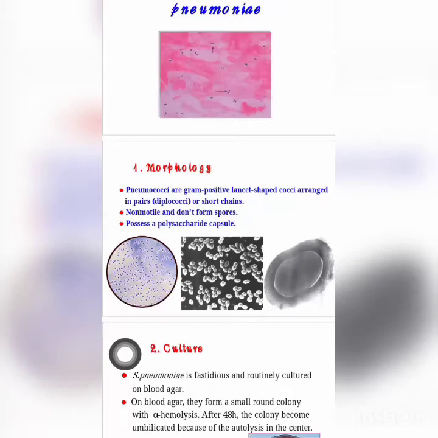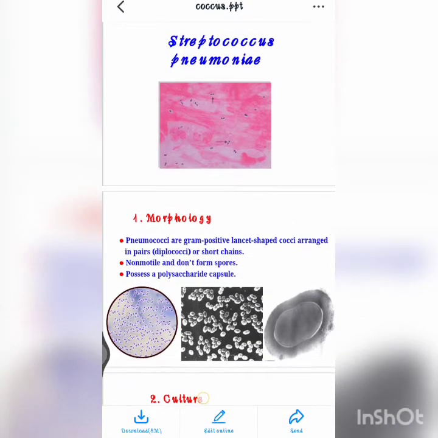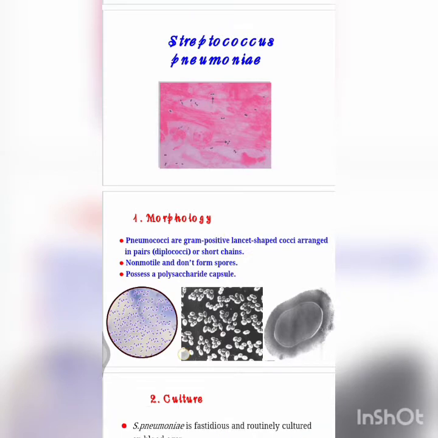Everyone, back to channel. Today we are going to start Streptococcus pneumoniae. So the morphology is this: pneumococci are gram-positive lancet-shaped cocci. Lancet shape means like a flame shape, and they are arranged in pairs, that is diplococci. Here you can see two pairs, so diplococci or short chains.